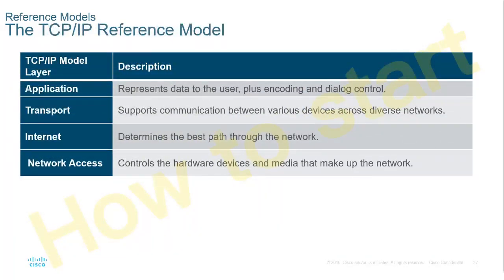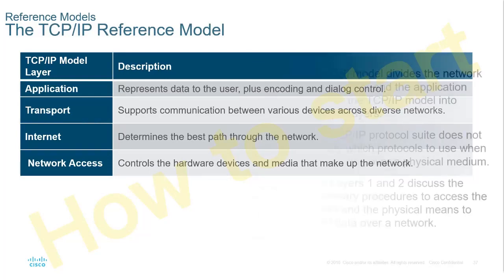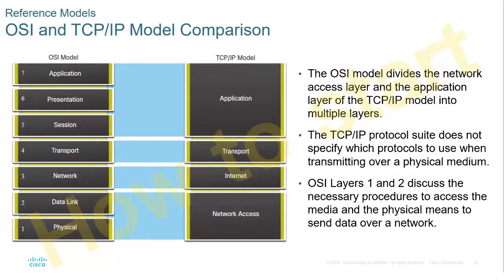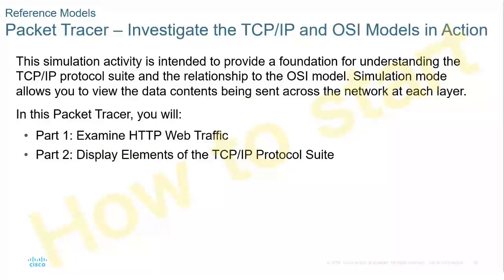We have our TCP/IP reference model, and again how they correlate, because we need to understand the comparison. Layers 7, 6, and 5 correlate to the application layer for TCP. Layer 4 correlates to the transport layer. Layer 3 correlates to the internet layer. And layers 2 and 1 correlate to the network access layer.